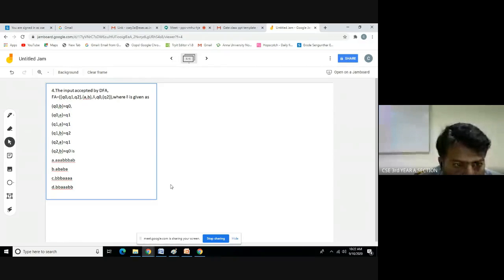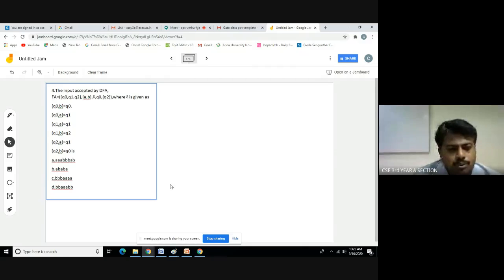So for this DFA, which input is accepted by the automata? That is the question. The first option is triple A, triple B, AB, and the second option is ABA, BA. The third option is triple B, double A, double A. The last option is double B, double A, double B. Now we will see the concept.